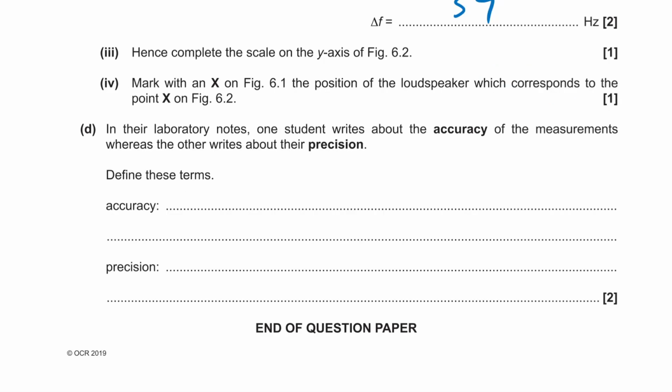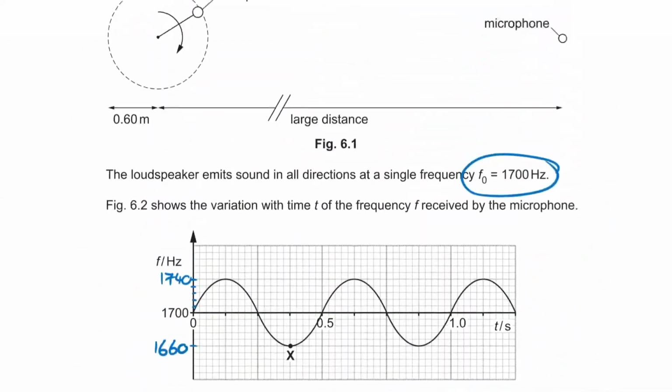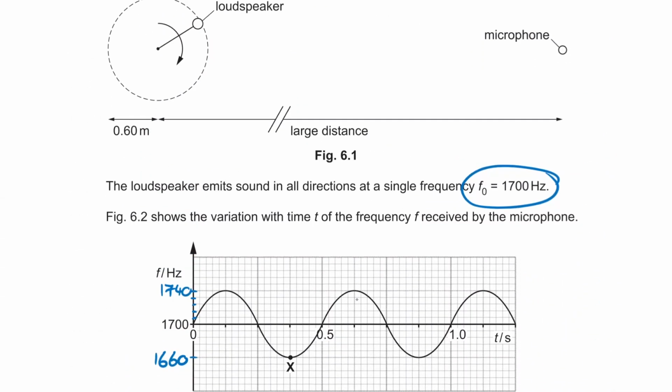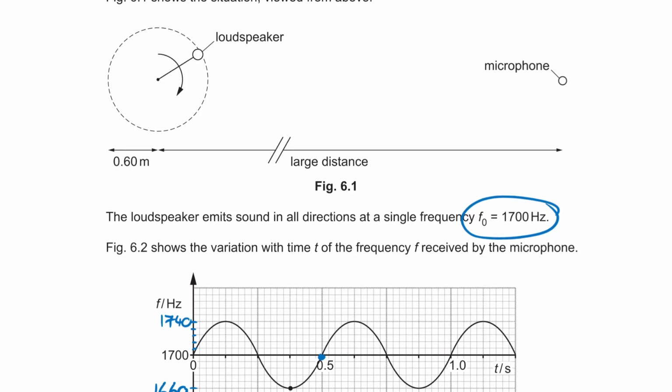Mark with an X the position of the loudspeaker which corresponds to point X on figure 6.2. Okay, so we've gone round not a full wave, because that's a full wave, so we've gone around 3/4. And so we're talking about when the change in speed is greatest. So I do believe that it's going to be there.